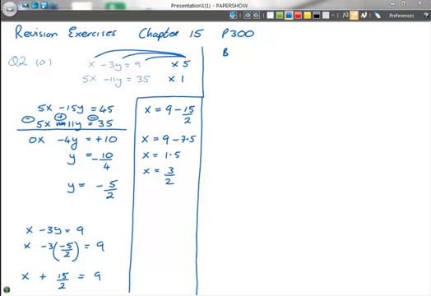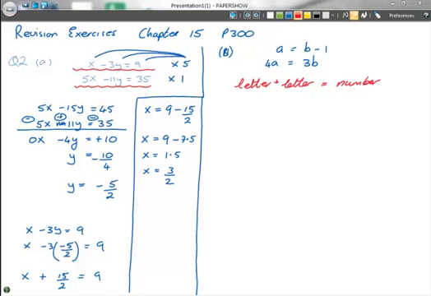The next one, or well, ii. It says a is equal to b minus 1, and 4a is equal to 3b. I think probably what you need to notice first of all is that any of the simultaneous equations that you've done so far have looked like this. In other words, it has been letter equals number. And of course that's a plus or a minus in there.